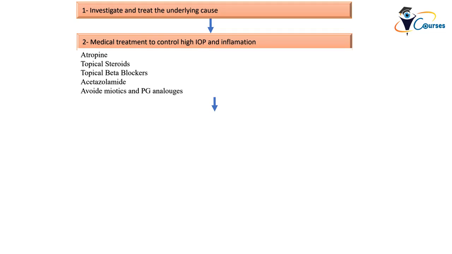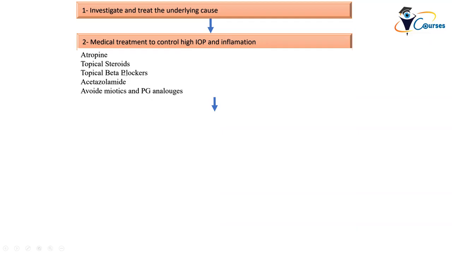So how to control this acute attack? You need to control both the inflammation and the intraocular pressure. You control the inflammation by atropinization. So this patient should receive a cycloplegic, typically atropine, and receive topical steroids to also decrease inflammation.